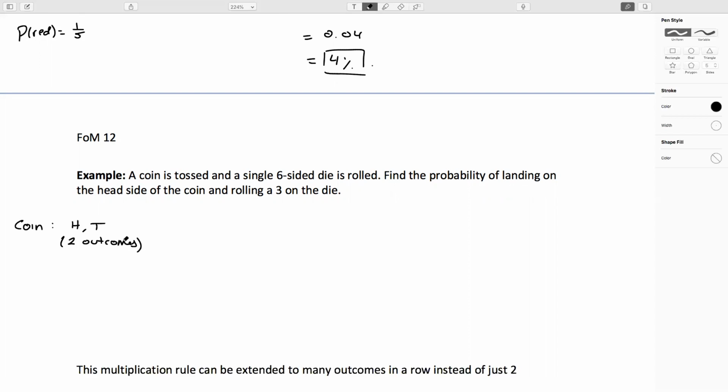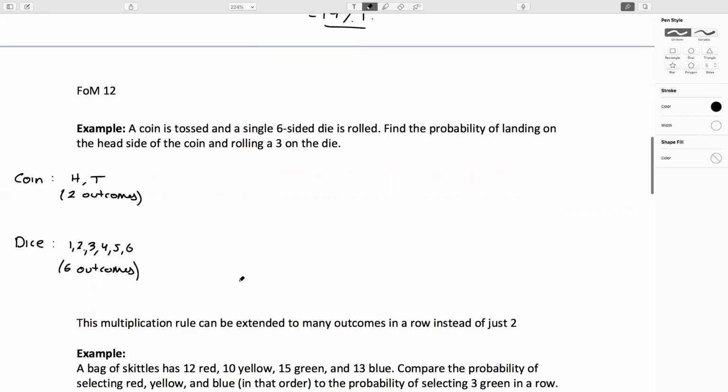All right. As far as the dice goes, there's 6 outcomes: 1, 2, 3, 4, 5, 6. That means for a head or a tail, it's a 1 in 2 chance, so a 50% probability. And for a dice, there's a 1 in 6 chance, which is going to be about 18%.